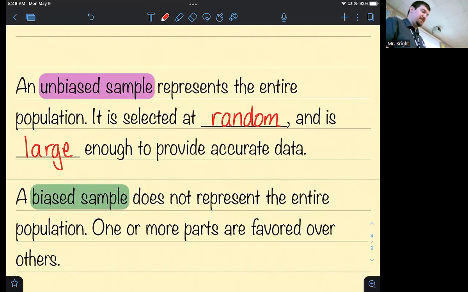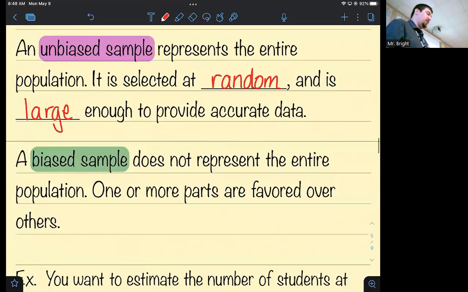Now, that doesn't mean you can't survey your mortal enemy when you're doing your survey projects. What I'm saying is you can't favor one part of the population. You can't just go to your friends. You can't just go to all girls. You can't just go to the band members because it's always them. You have to make sure that you're randomly surveying all people or all different parts of the population.